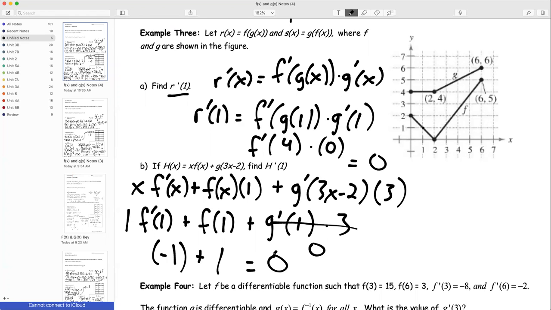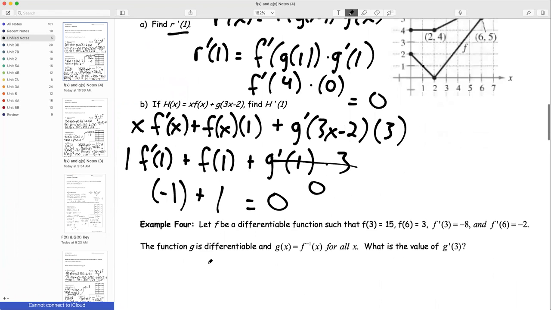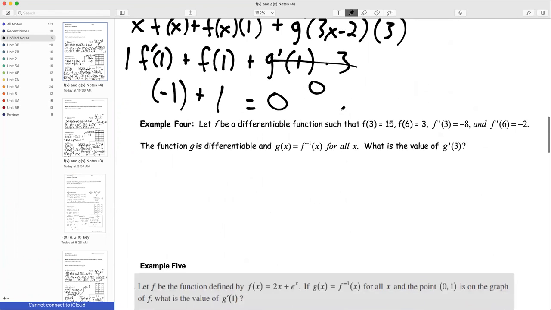All right, I have one more example to do, and I see this question fairly often on the AP exam, and the number of people that miss it is very high. Although, if you remember a couple of things, it's really not that difficult. So let's take a look. Example 4 says, let f be a differentiable function such that f of 3 is 15, f of 6 is 3, f prime of 3 is negative 8, and f prime of 6 is negative 2.